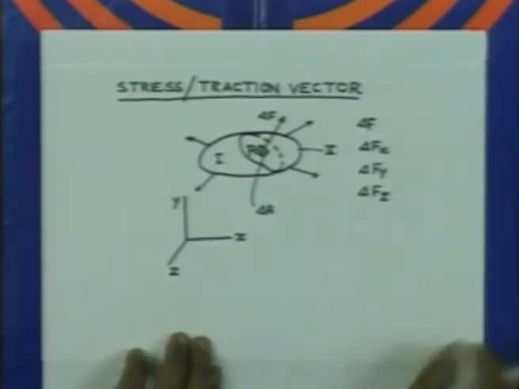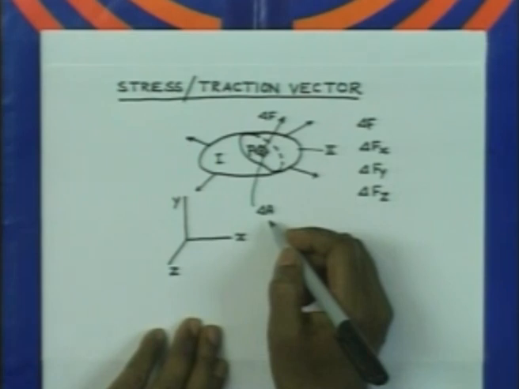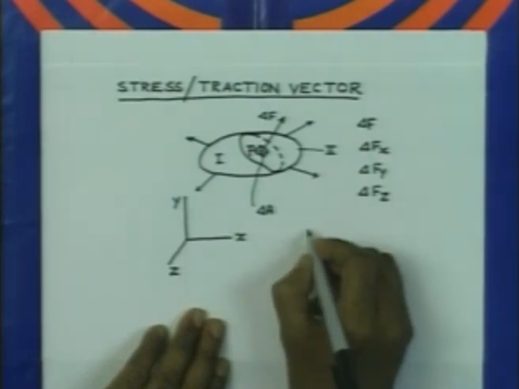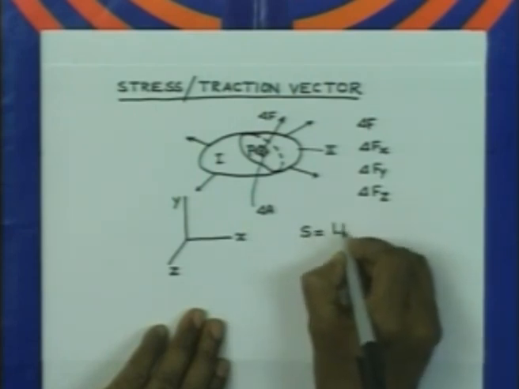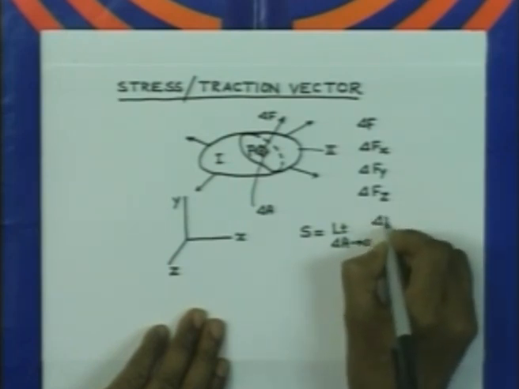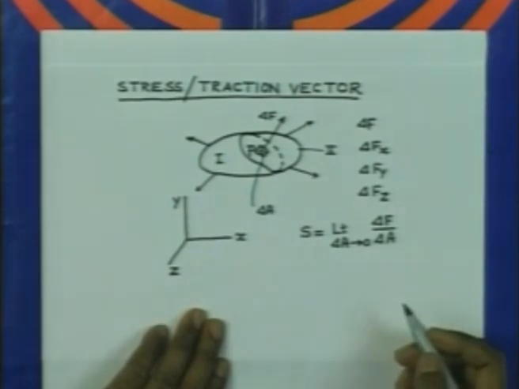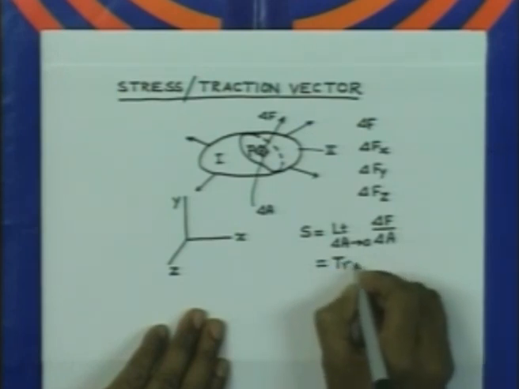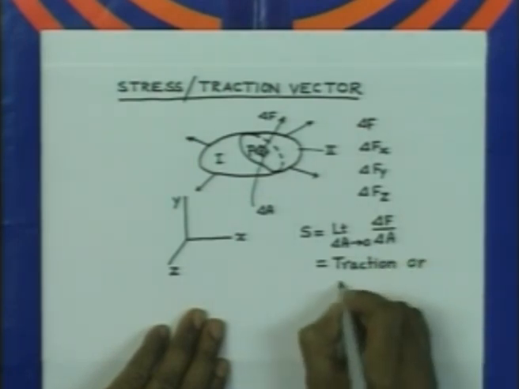Now, when we try to take the intensity of this force delta F per unit area, that is delta F by delta A, and if delta A tends to 0, we get one limit which is indicated by S. So, therefore, this intensity of F given by this ratio, that is defined as S, and this is known as traction or stress vector.